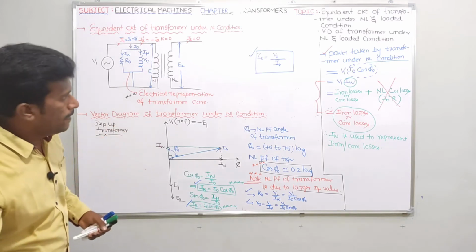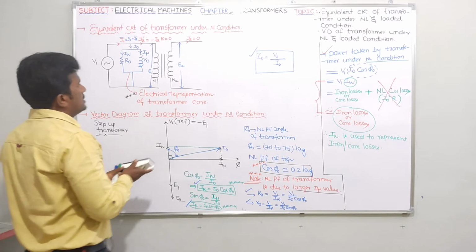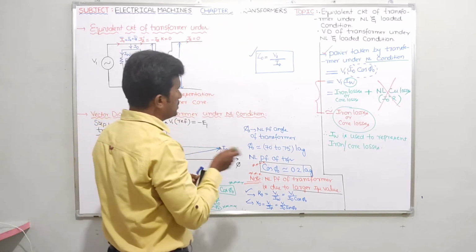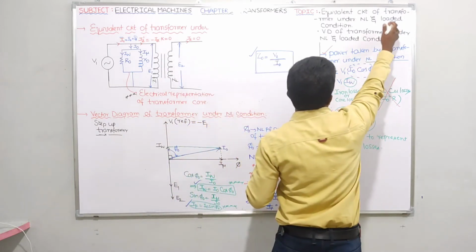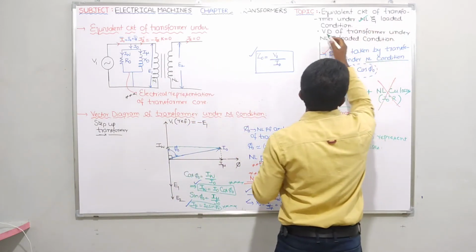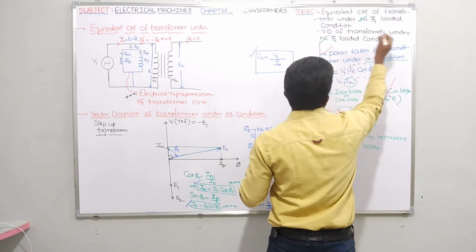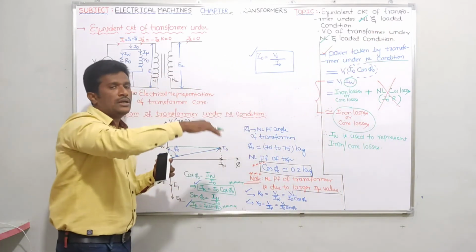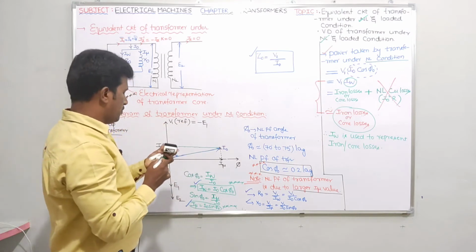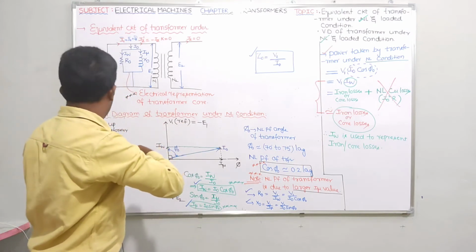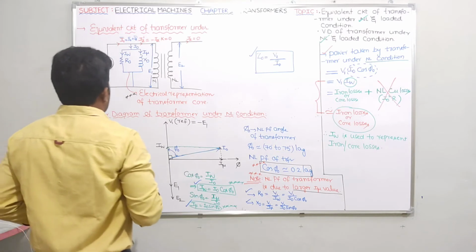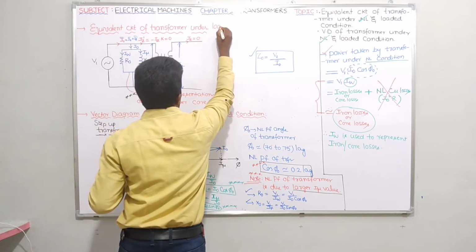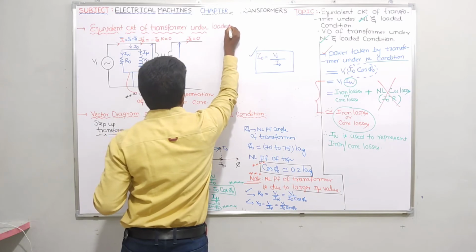Okay, right. Now let me do a modification here only. Under which condition did I say? Please try to see this one. Equivalent circuit of transformer under no load condition is completed. Vector diagram of transformer under no load condition is completed. I am just going to discuss the equivalent circuit under load condition and the vector diagram under load condition. So before that, let me modify this heading: equivalent circuit of transformer under loaded condition.